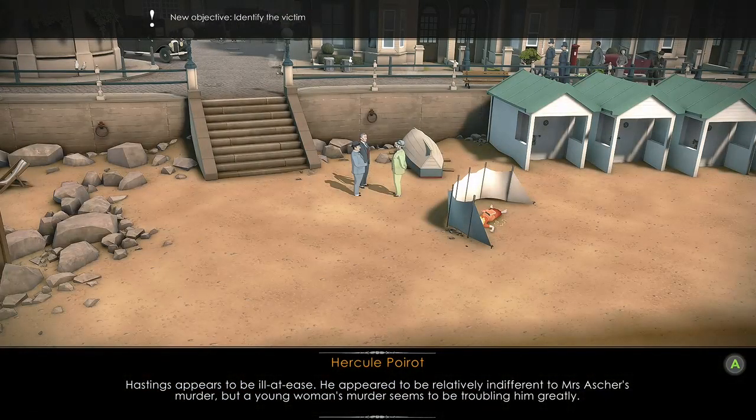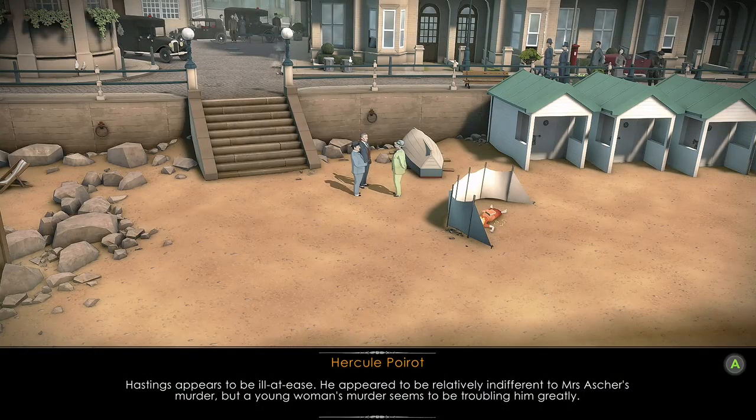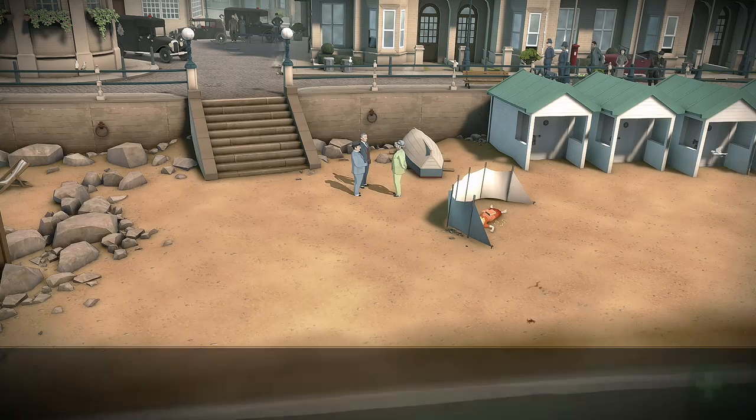Hastings appears to be ill at ease. He appeared to be relatively indifferent to Mrs. Asher's murder, but a young woman's murder seems to be troubling him greatly.